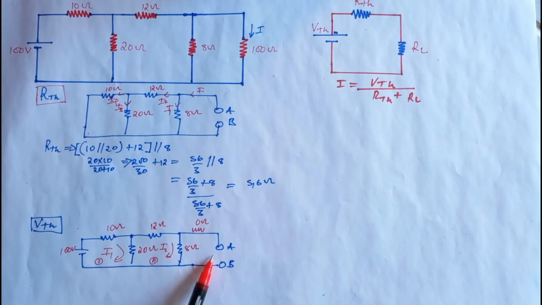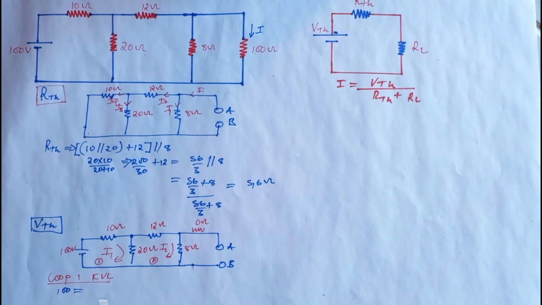Remember, we have no current here because we have an open circuit here. There won't be any current. If you find I2, the current that is flowing through the 8 ohm resistor, it is going to be very easy to find the voltage because voltage equals IR. The voltage on the 8 ohm resistor is equal to the voltage on the 0 ohm resistor, and that is the voltage on the terminals A and B.